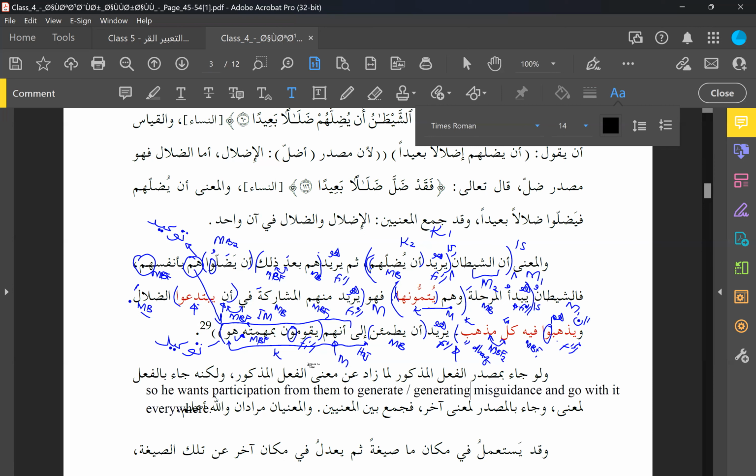Basically just see what makes sense. In this case, if I was to get rid of "to generate", it would be, so he wants participation from them generating misguidance. Does that make sense? To generating misguidance? In generation? So you see you have to put something. You have to put "in generating". So that's kind of just how you look at it.